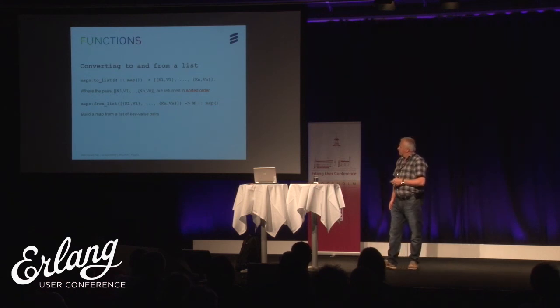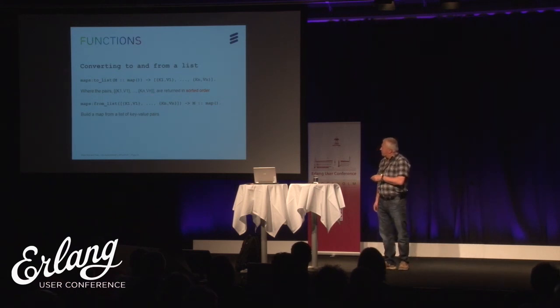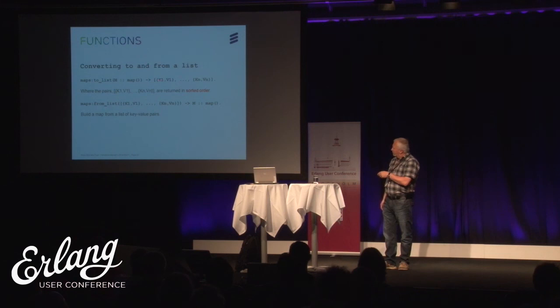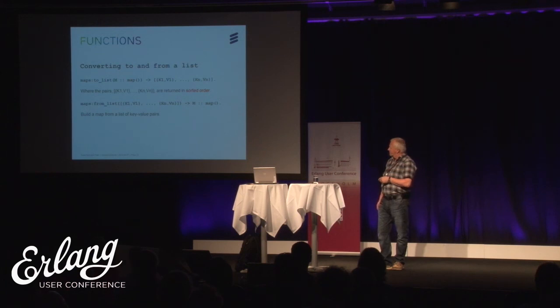Conversions to and from a list. I think it's obvious what it does. It converts a list of key value tuples into a map. This one goes the other way, from a map to a key value tuple list. And observe this sorted order. It's the term order of the keys.